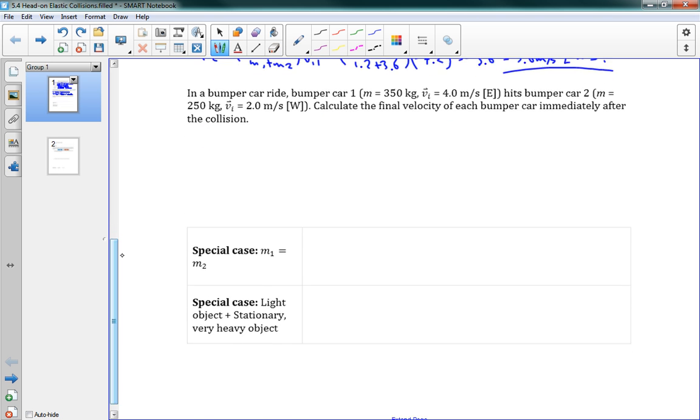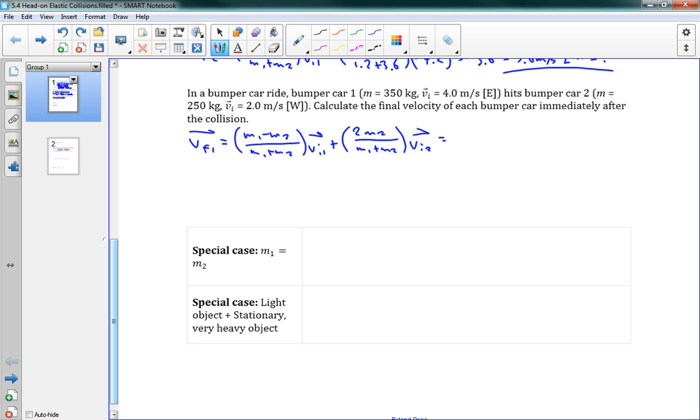We'll take a look at the second problem here. In a bumper car ride, bumper car 1 with that mass and speed hits bumper car 2 with this mass and speed. Calculate the final velocity of each bumper car immediately after the collision. Okay, we can't use our simple equation this time. We need to use the full thing, so we've got VF1 is equal to (M1 minus M2) over (M1 plus M2) times VI1 plus 2M2 over (M1 plus M2) times VI2.